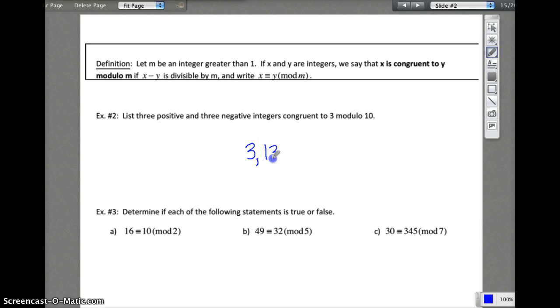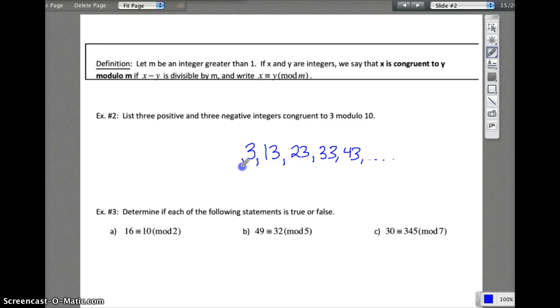Thinking about some more positives, we need something that when we subtract, we get a multiple of 10. So for example, 13. 13 minus 3 is 10. 10 is divisible by 10. Using that same pattern, if we had 23, 23 minus 3 is 20. 20 is divisible by 10. You can do 33 and 43 and so on.